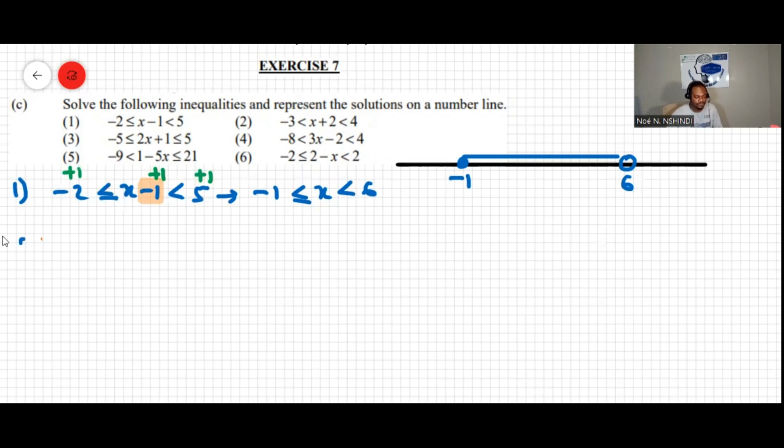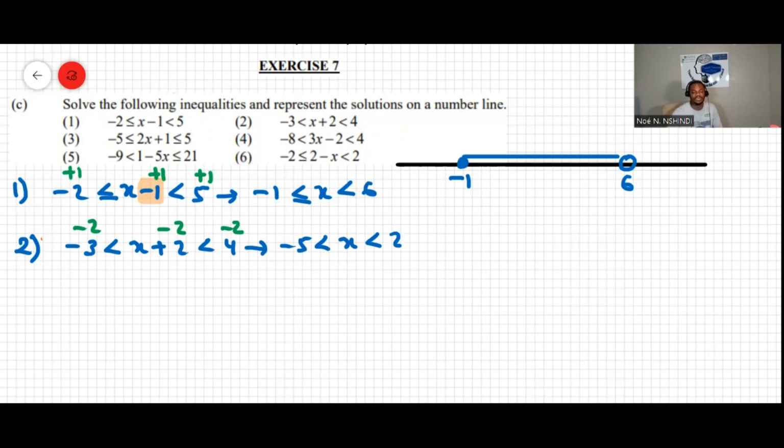Then question 2. We have -3 less than x plus 2 less than 4. Same way, I need to subtract 2 here to get x alone. So I subtract 2 there, and I subtract 2 there also. Then this will become -5 less than x less than 2. So x is in between -5 and 2.